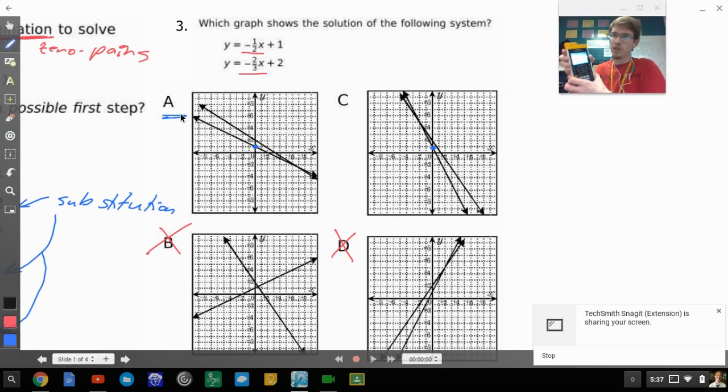Let's see. Here is what that first line looks like. That's already looking kind of like A. But here's what the second one looks like, negative 2/3 x plus 2. Here's what they look like together. So that is most definitely looking like A. So A it is. The lines on C are too steep.